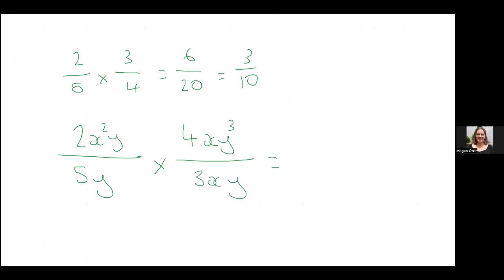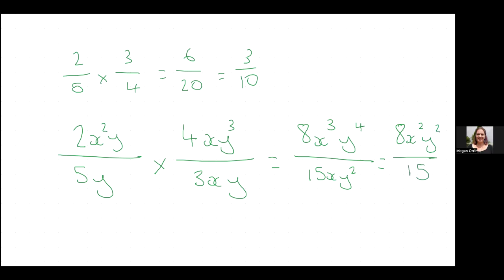What do we have on the top? 8x³y⁴. Excellent. And on the bottom? 15xy². Okay, I'm glad we can all count. All right, can I simplify my number fraction? 8x, no. So 8 what? x squared y squared over 15. Excellent. All right. So we multiply straight across the top and bottom, and then we simplify.